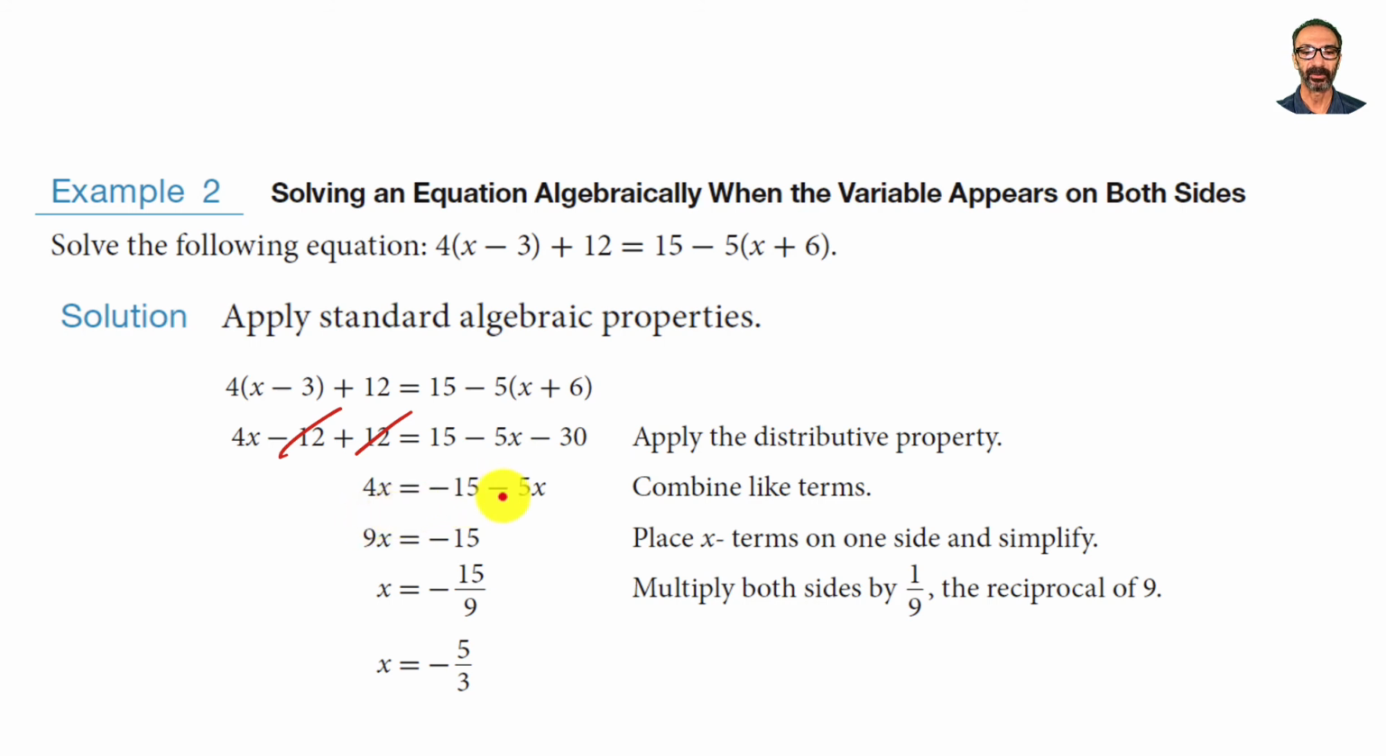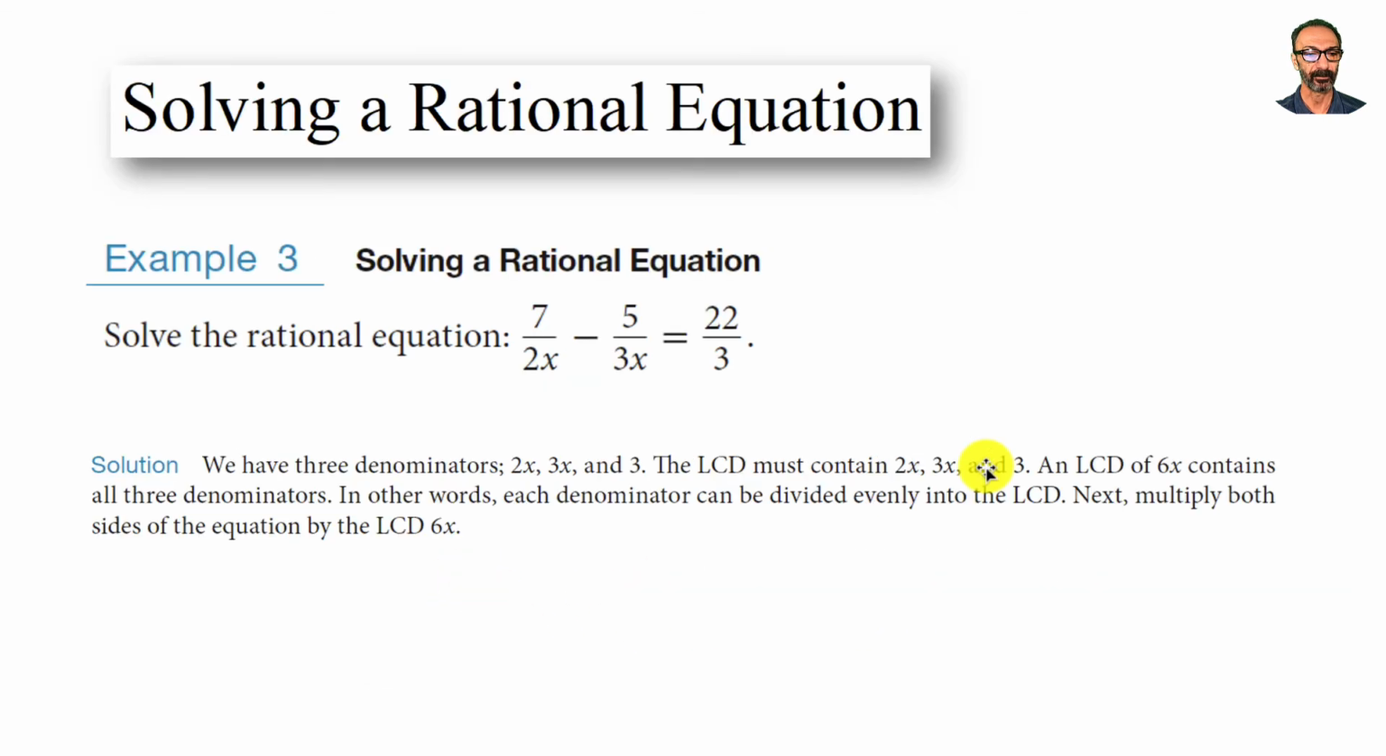Let's add 5x to this side and add 5x to this side to have x's on one side. Always when we solve, we're trying to get x's on one side only, not both sides. So you have 9x equals negative 15. Divide both sides by 9, or multiply both sides by 1/9, as they say. We get negative 15 over 9.